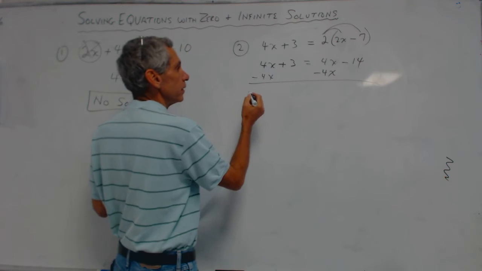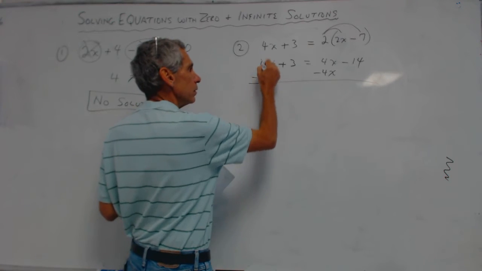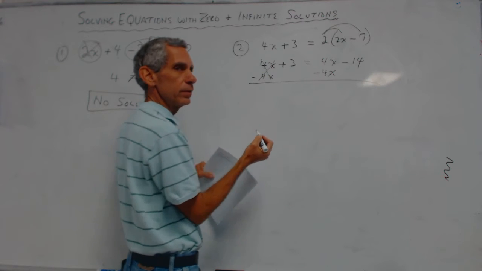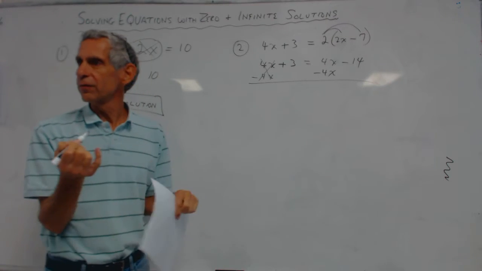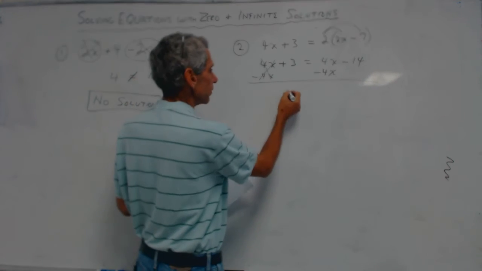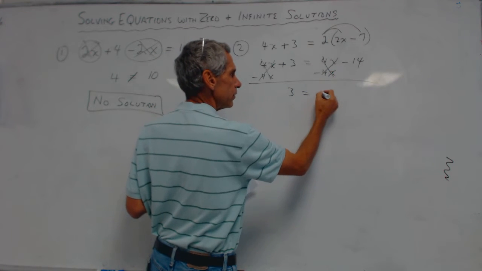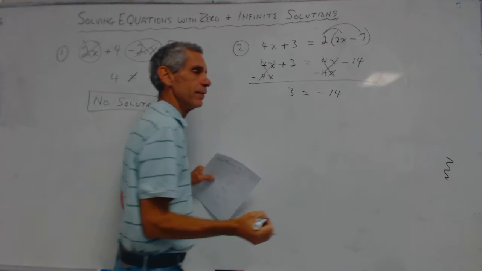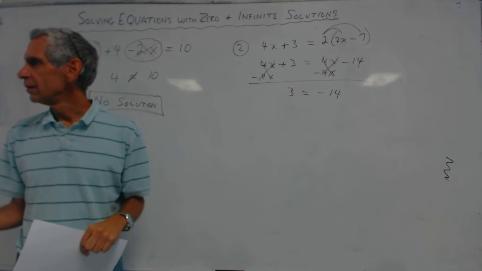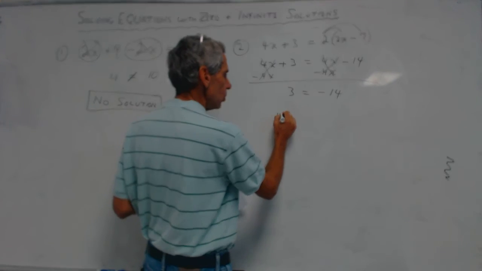And let's see, what's going on here? Those are going to cross out, right? 4x's minus 4x's, 4 apples minus 4 apples, right? 0, right? So I have 3 equals negative 14. So what's my answer? No solution. Absolutely no solution.